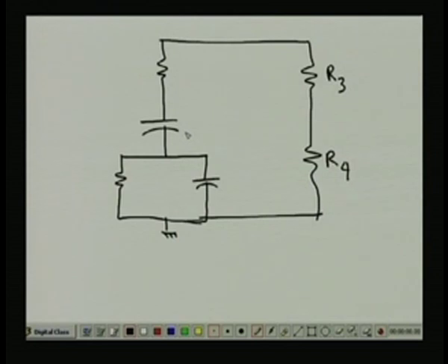So, these two voltages are coming to an op-amp. I will show you some of the other applications of the thermistor. This is the Wien bridge oscillator circuit, right.